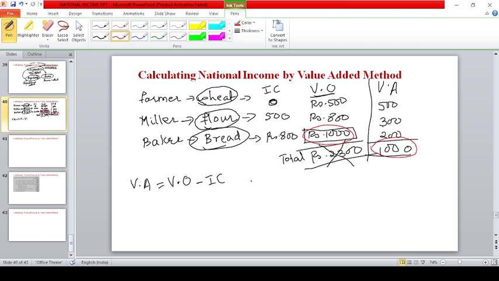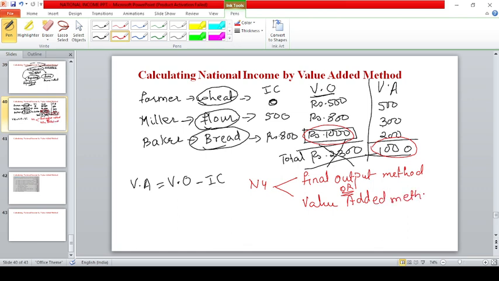So when you calculate national income, we calculate either by final output method or by value added method. So either way you can calculate, by final output method also or by value added method also. So hope this is clear.